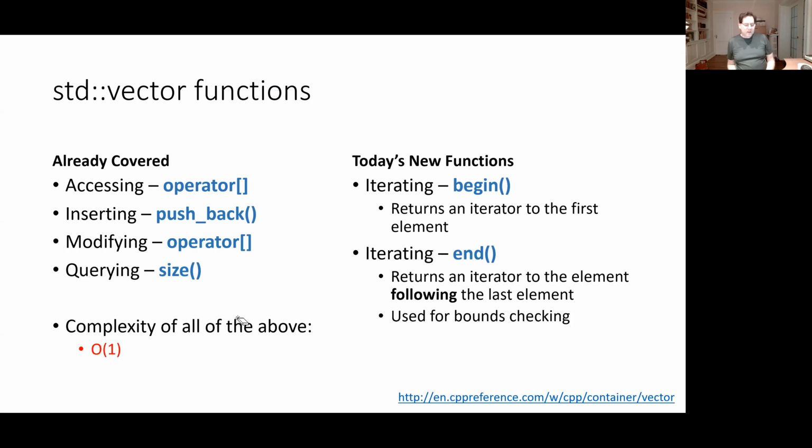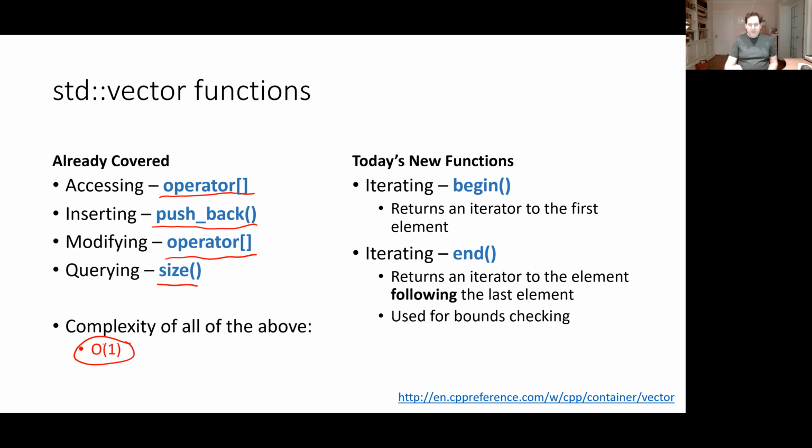Okay, so let's go back to standard vector, which we covered last week. We've already covered a few operators. We looked at the square bracket operator, which we can use to access entries. And if we put it on the left side of an assignment, we can also use it to modify entries in the vector. We can grow our vector with the push_back member function, and we can ask how many elements are in the vector with the size member function. And all of these methods are fast. They're all order 1 methods, constant time.